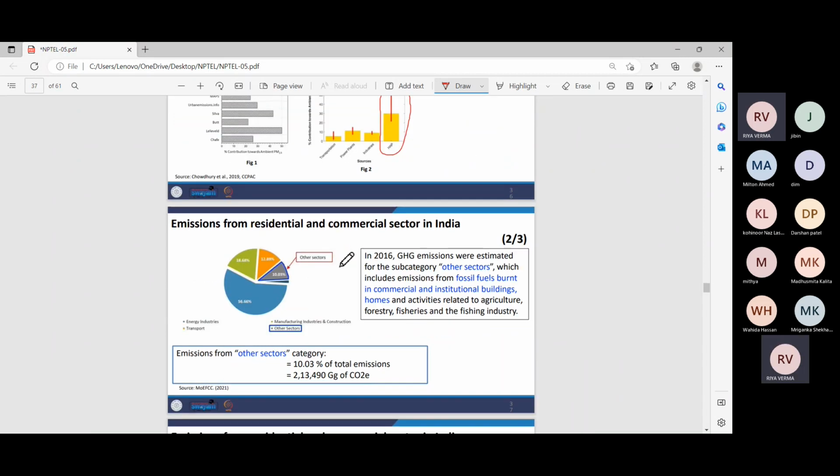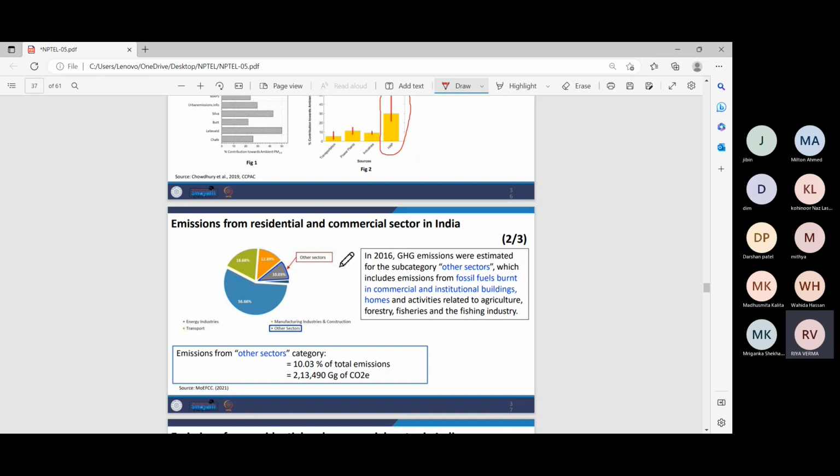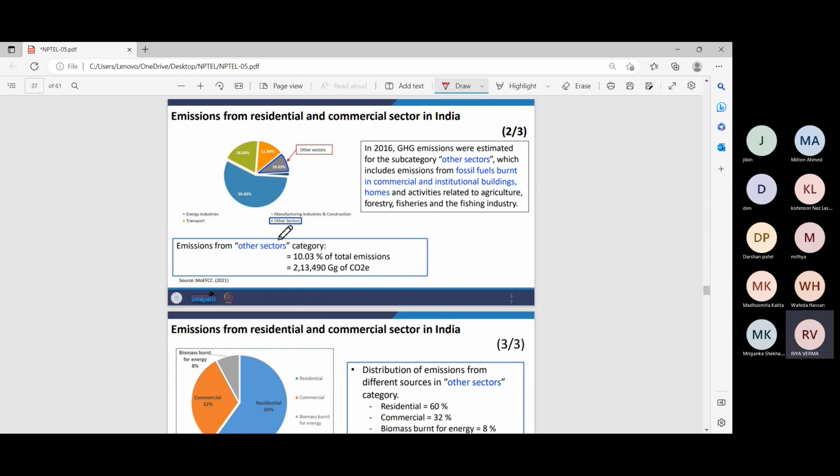So the emissions from your residential and commercial sector in India. In 2016, greenhouse gas emissions were estimated for the subcategory other sectors, which includes your emissions from fossil fuels burnt in commercial and industrial buildings, homes, and activities related to agriculture, forestry, fisheries, and the fishing industry. So these are the emissions that were being calculated. And you can see that 10.03% of the total emissions were being generated from these sectors.